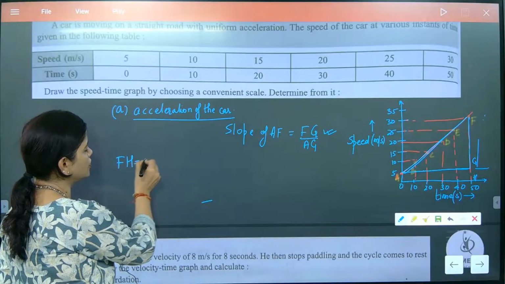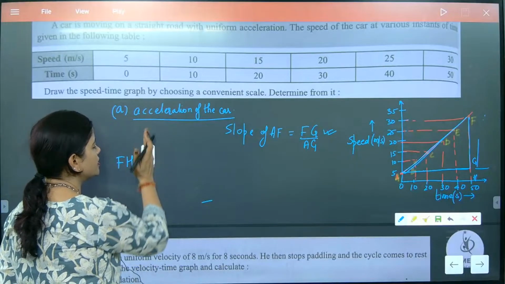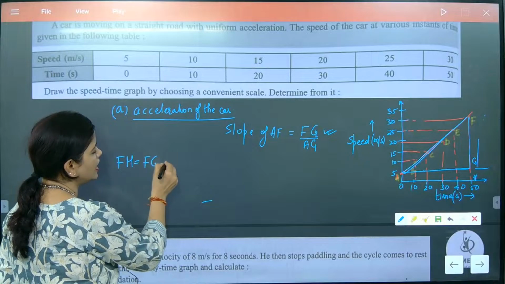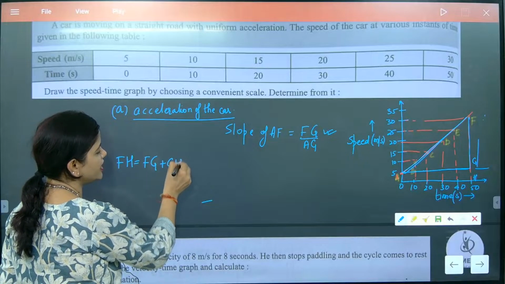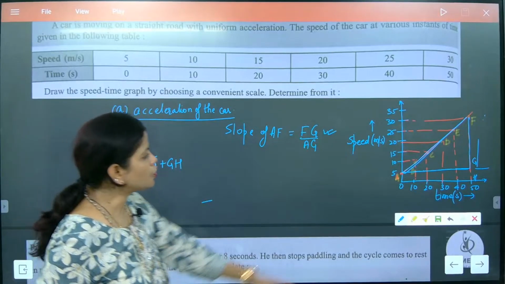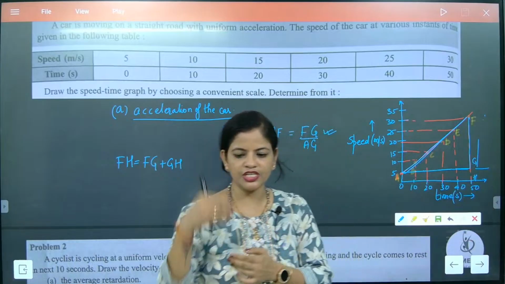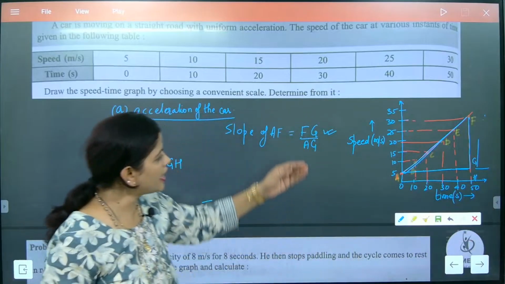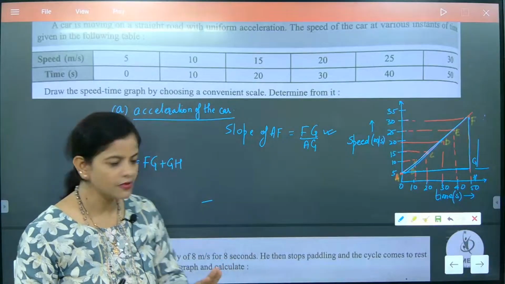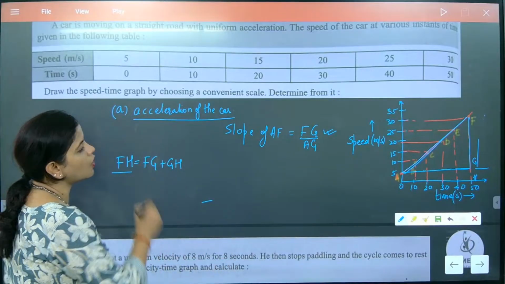FH is equal to FG plus GH. Check it out. Just see this one. FG plus GH. Correct, no? So total is equal to FG plus GH. FG plus GH will give you what? FH. Done.